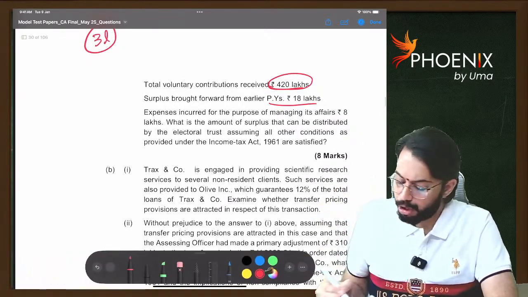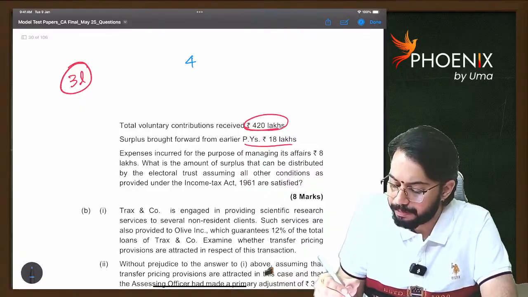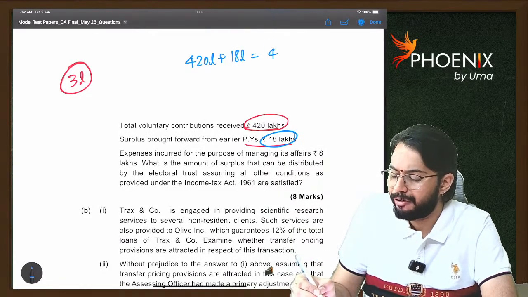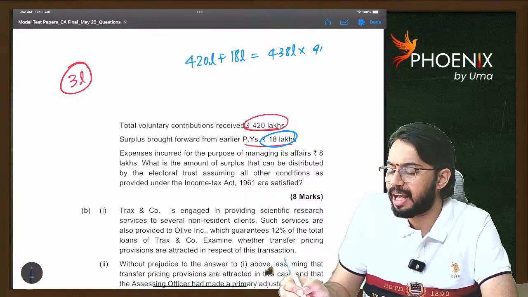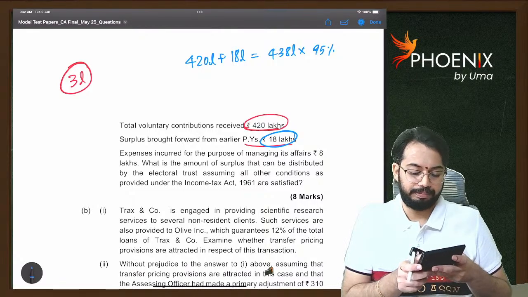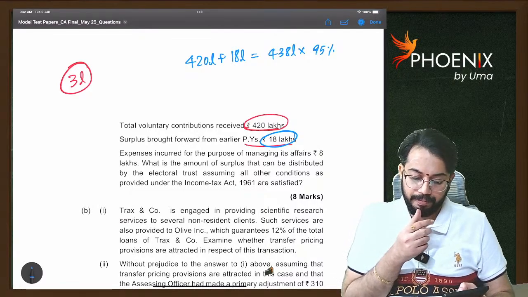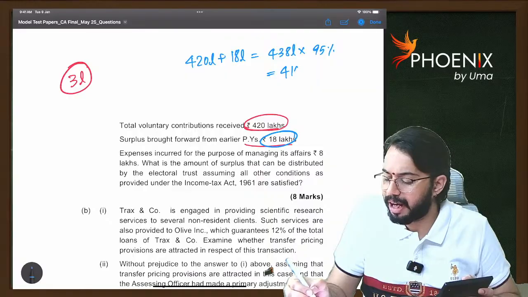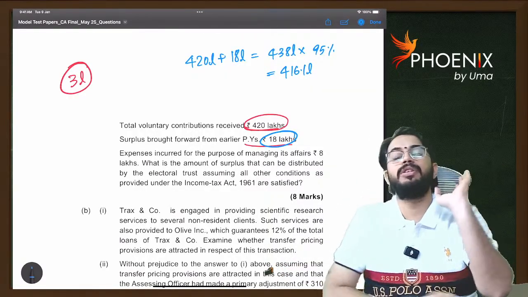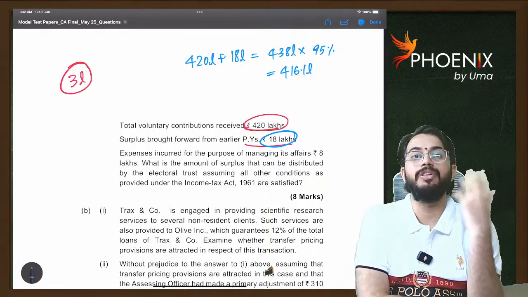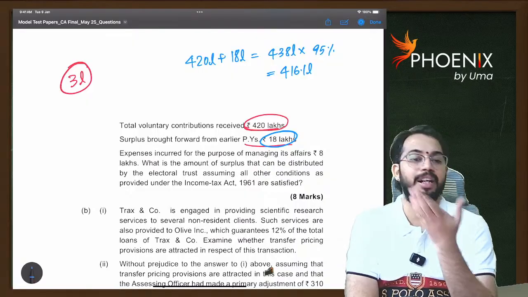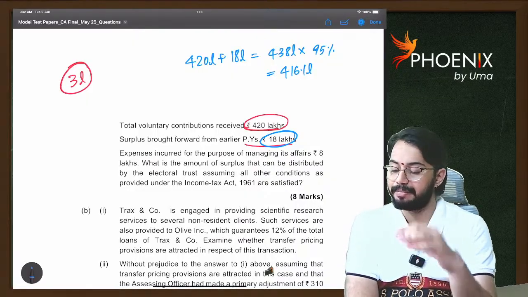Now how much is donations received? 420 lakhs. How much is the brought forward amount from earlier years? 18 lakhs. Total 438 lakhs. 438 lakhs into 95%, how much? 416.1 lakhs. So the electoral trust is required to give a donation of 416.1 lakhs to political parties. Then only the income of the electoral trust is exempt, otherwise it is taxable.